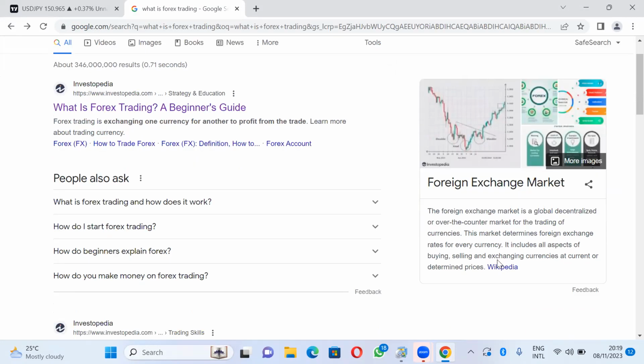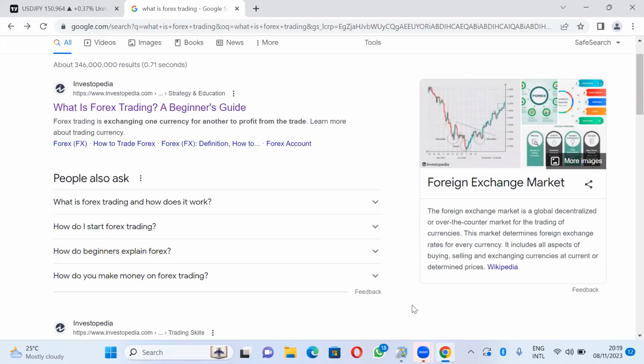Okay, the Forex exchange market is a global decentralized or over-the-counter market for the trading of currencies. The market determines foreign exchange rates for every currency. It includes all aspects of buying, selling, and exchanging of currency at current or determined prices. All right. So now, what is forex trading?